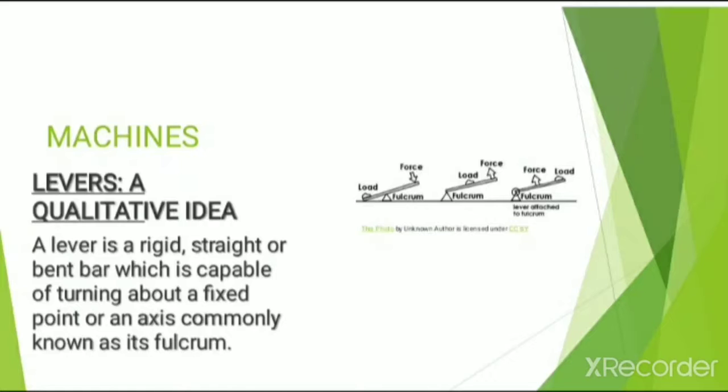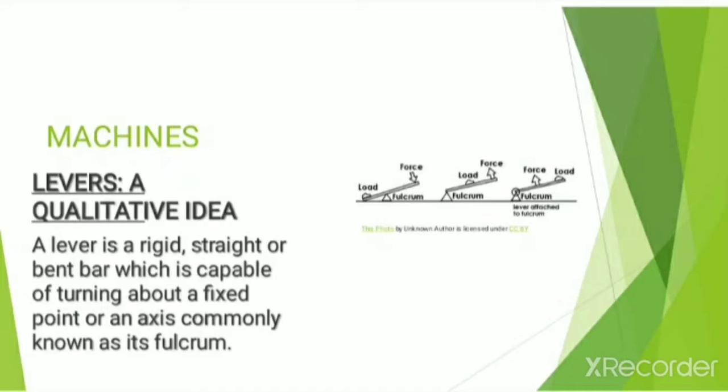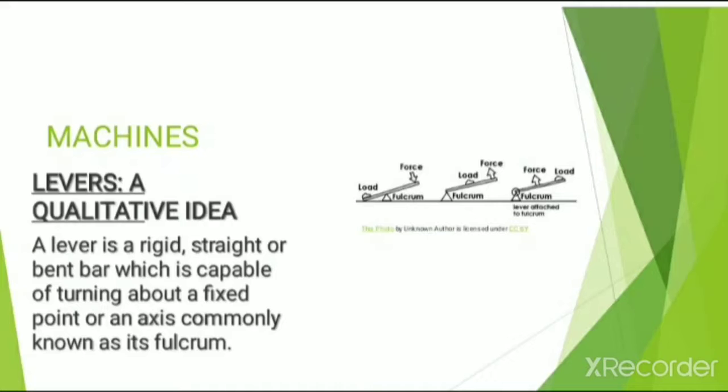So what is the definition of lever? Simply it is a rigid, straight or bent bar. So again, shape can be of any kind, it doesn't matter, but it should be capable of turning about a fixed point, and that fixed point is usually known as its fulcrum. So it has three types basically. What are these three types? The first one is class 1 lever, second one is class 2 lever, and third one is class 3 lever. But before that, we'll start with three basic points of the lever.